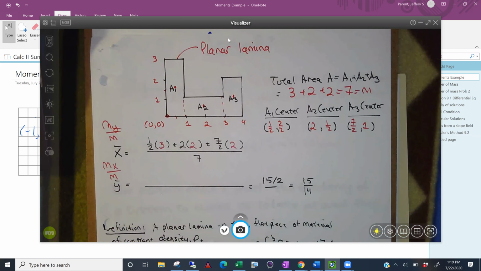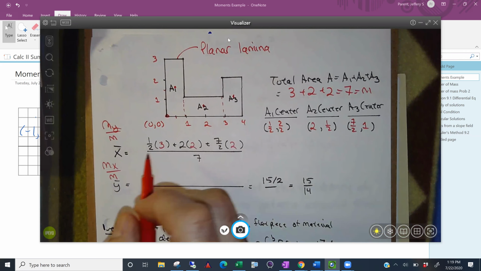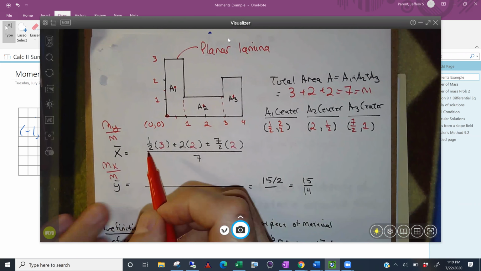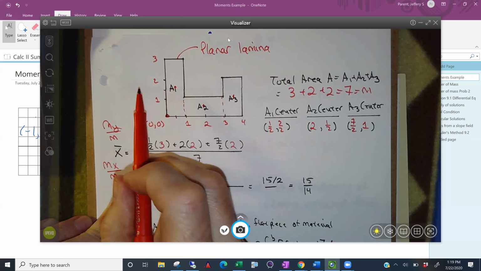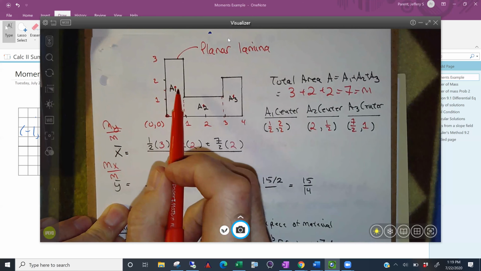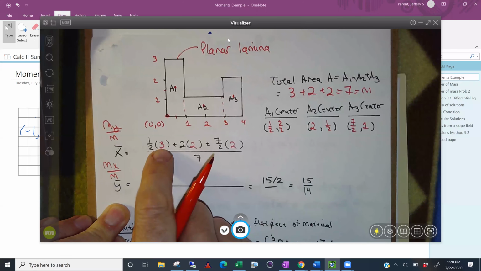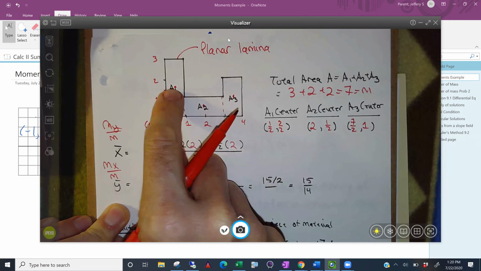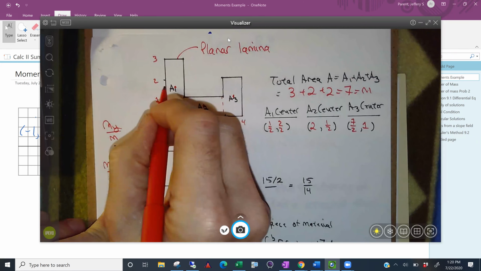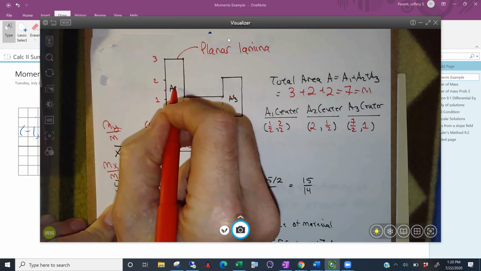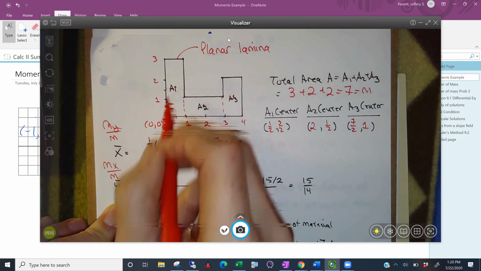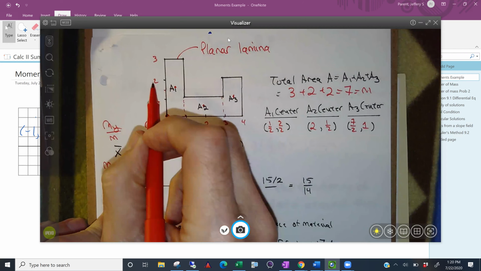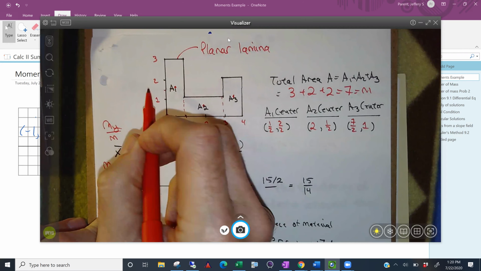I need to do 2 calculations. So the first one is to take and figure out M sub y. That's going to be the tendency to want to rotate around the y-axis. So for instance, we're going to take this mass, the mass for a sub 1, which is 3, and multiply it by the distance away from the y-axis that this point is. And that point is 1/2 to the right of the y-axis. So 1/2 times 3, that's its contribution to the moment around the y-axis.